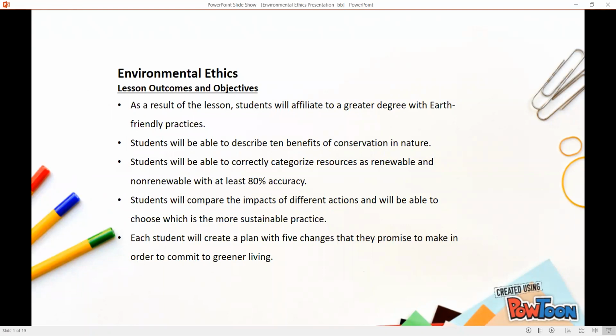The lesson outcomes and objectives for this week are: as a result of the lesson, students will affiliate to a greater degree with earth-friendly practices. Students will be able to describe 10 benefits of conservation in nature. Students will be able to correctly categorize resources as renewable or non-renewable with at least 80% accuracy. Students will compare the impacts of different actions and will be able to choose which is the more sustainable practice. Finally, each student will create a plan with 5 changes that they promise to make in order to commit to greener living.